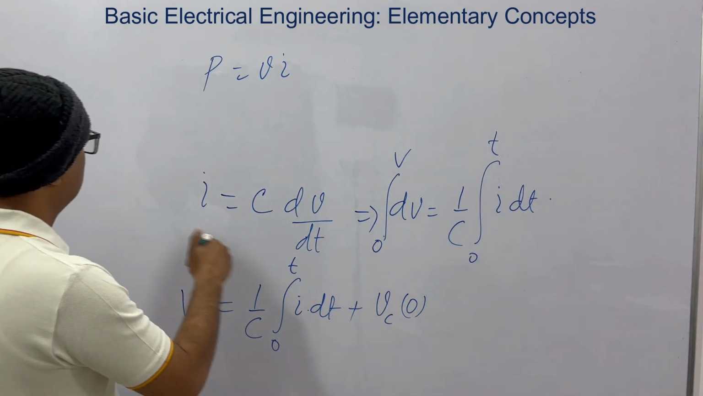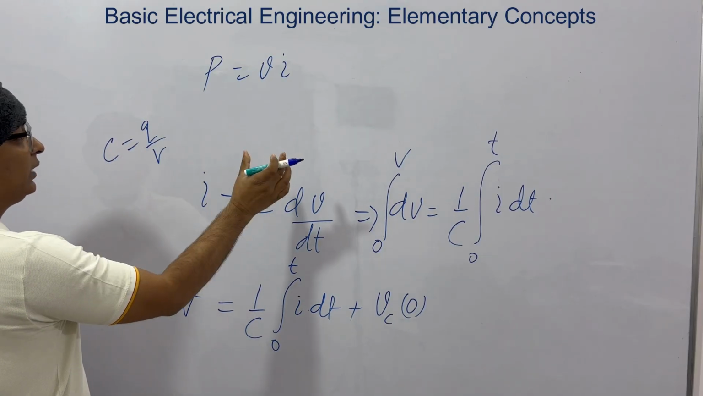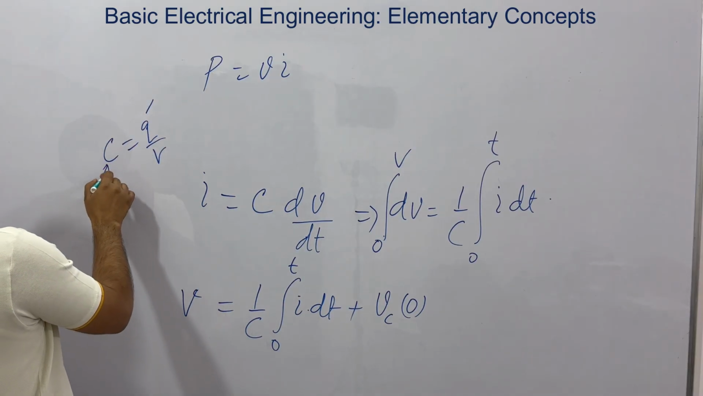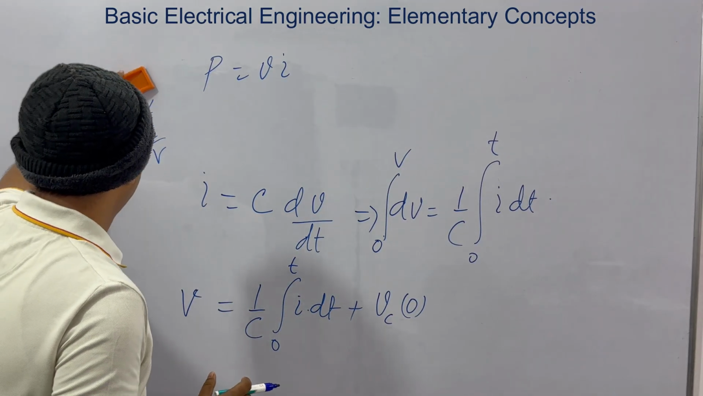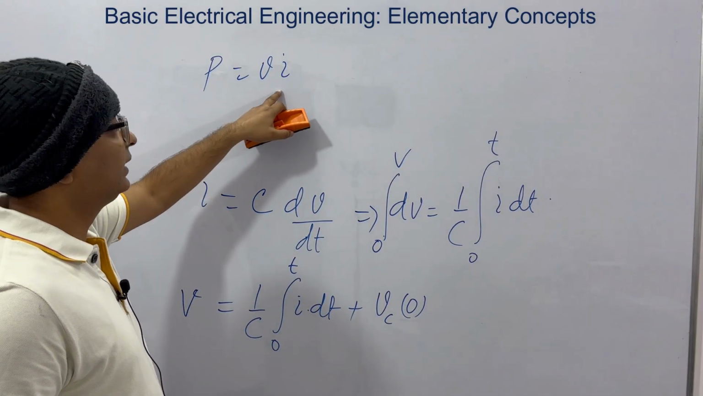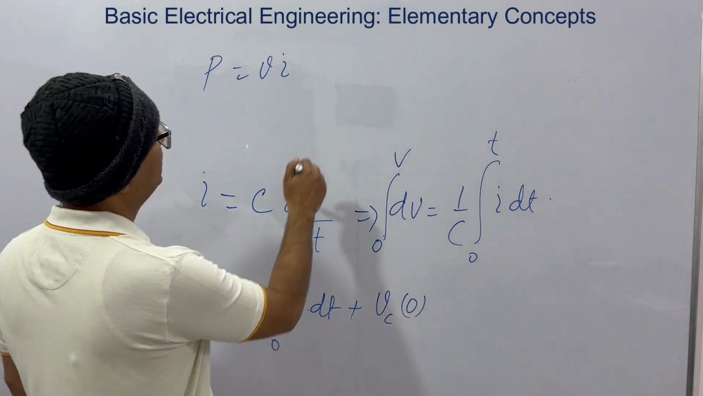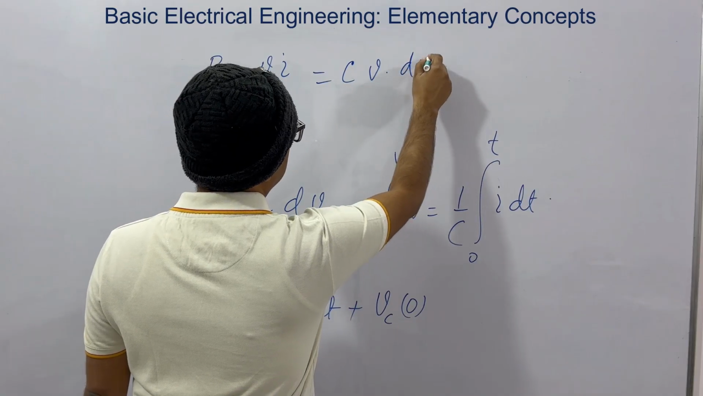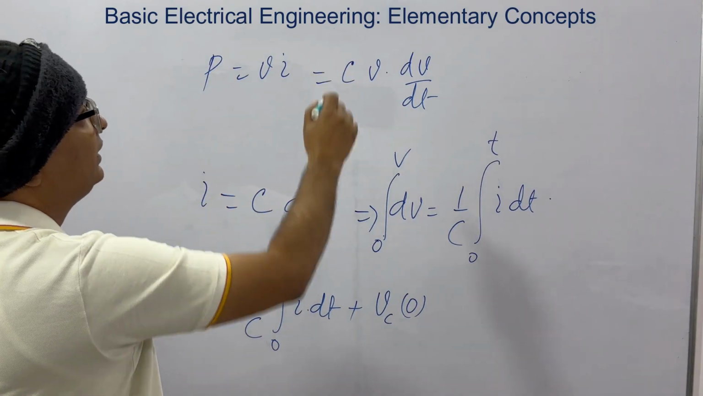And one thing I forgot. C is given as Q by V. That is, V is the voltage developed across the capacitor, and Q is the charge. If C is the capacitance of the capacitor, Q is the charge that actually accumulates on the capacitor, whatever type of capacitor it is. So the power that actually flows into the capacitor is V into I. Now I is this, see, C dV by dt. So we can write it as C into V into dV by dt. So the instantaneous value of power, small p, is C V dV by dt.